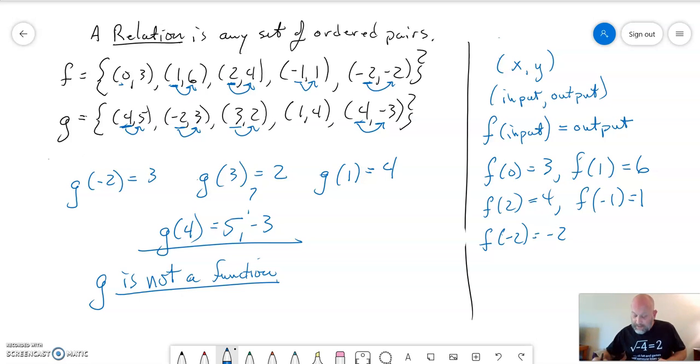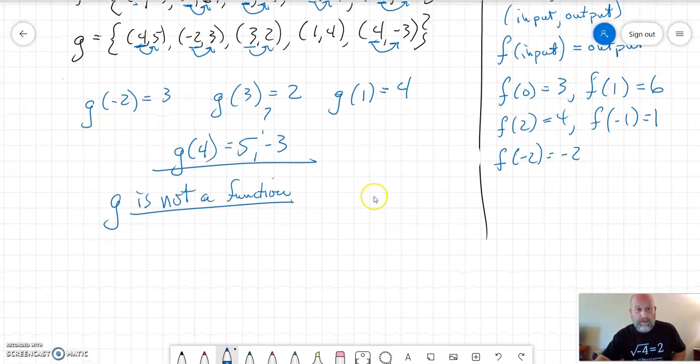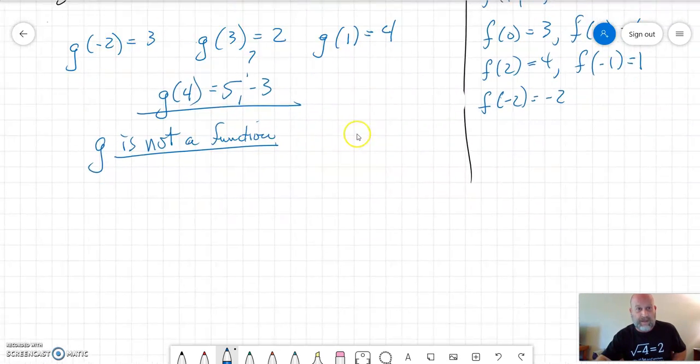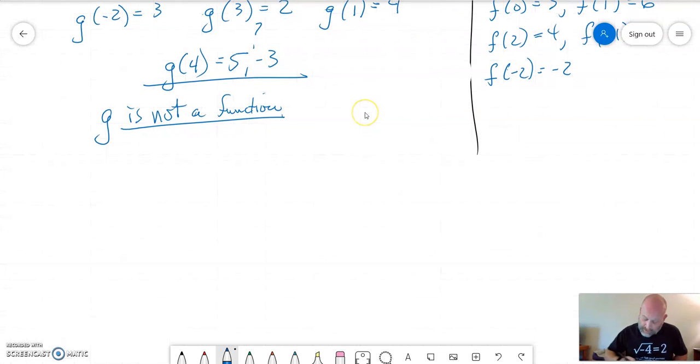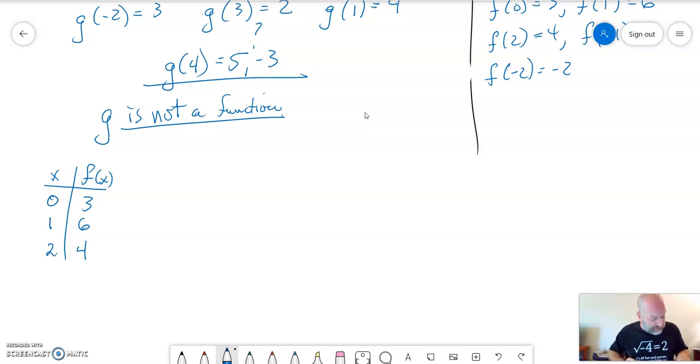Now keep in mind, these things can also be organized different ways. So if I'm looking at the function f, the point 0, 3 could also be organized this way. We've seen this before. The point 1, 6 could be organized this way. The point 2, 4 could be organized this way.